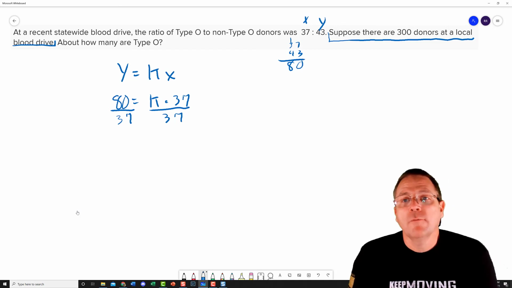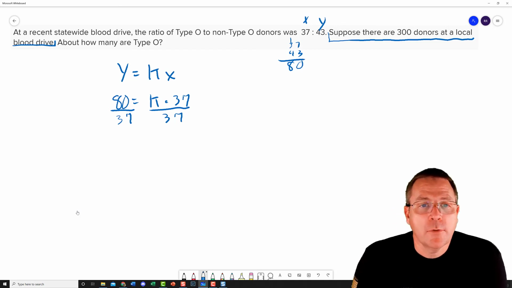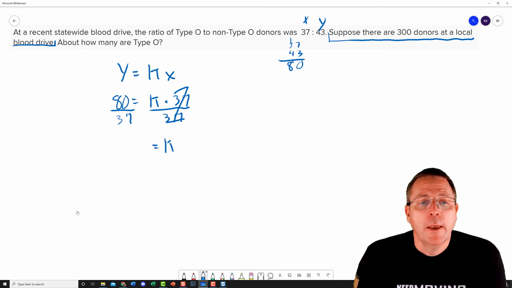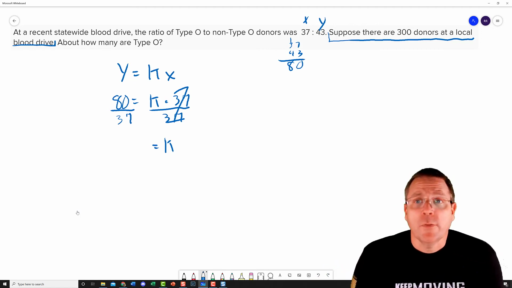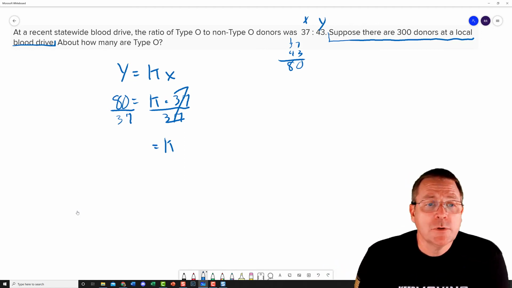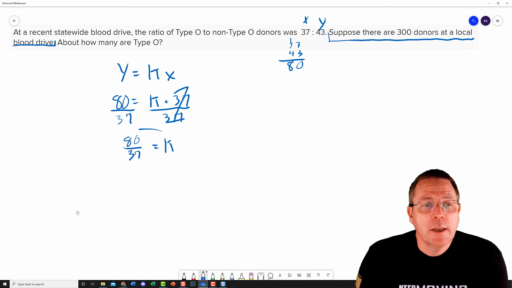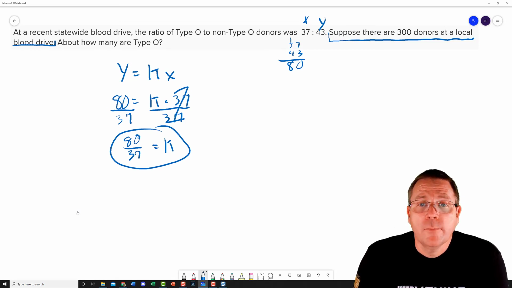So now I have 37 divided by 37 on the right, which becomes 1. 1 times k is k. And on the left, I have 80 divided by 37. I'm not going to do a thing with it. It's already in simplest terms. I don't want that as a decimal, so I'm just going to leave 80 divided by 37 right there.